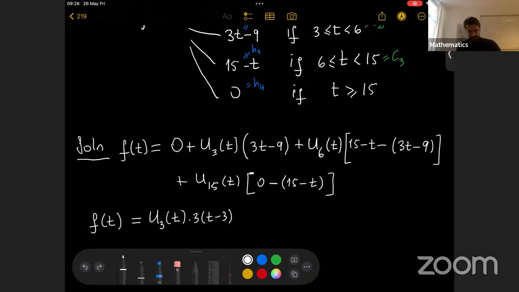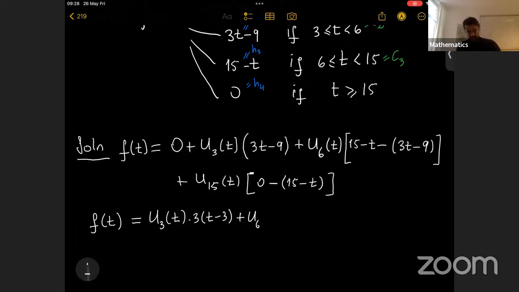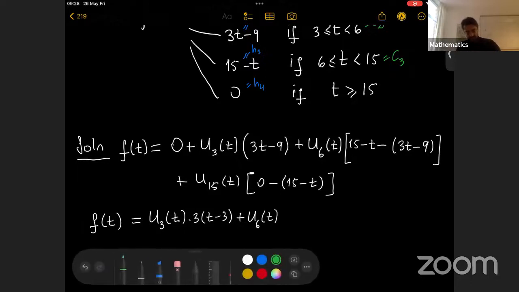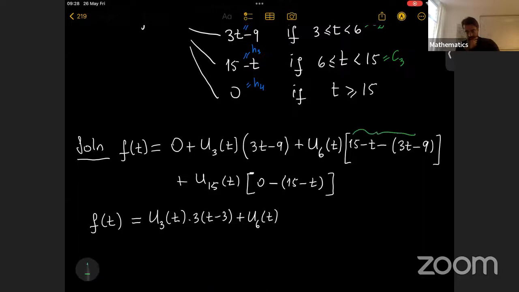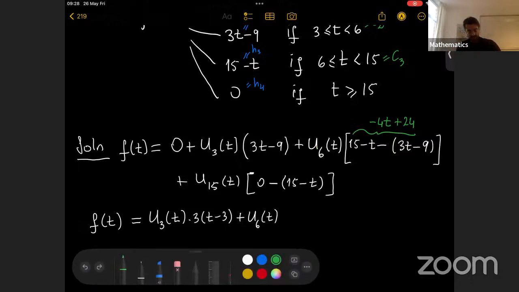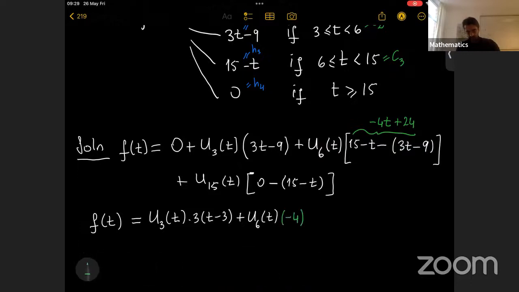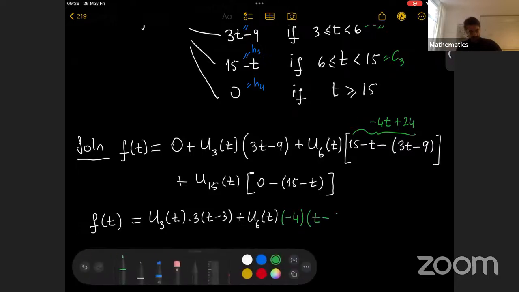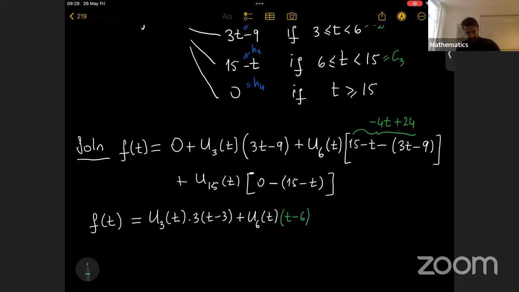Plus u sub 6, this one here, 15 minus t minus 3t minus 4t plus 24, right? So this is minus 4t plus 24. And again, we have 6 here. So if you can write this as t minus 6 times something, that's going to be easier to work with. So I will write this as minus 4 times t minus 6. Or maybe let's write it like this: t minus 6 times minus 4.